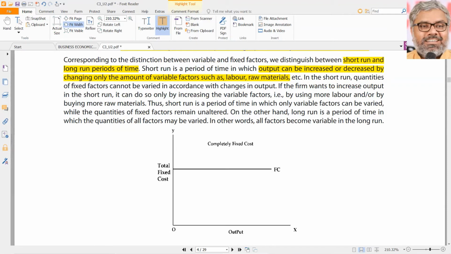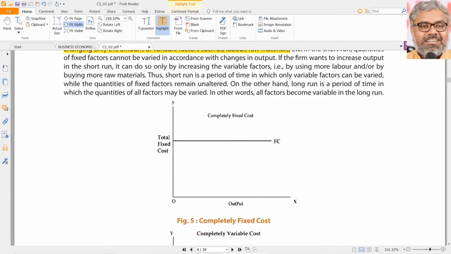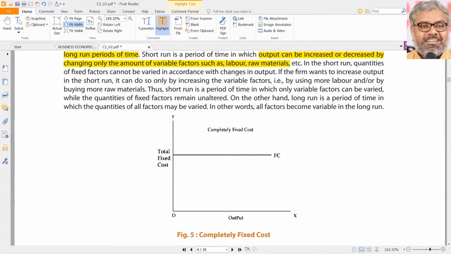So what can be changed in the short run? Only the variable factors can be changed but not fixed factors. If the firm wants to increase the output in the short run, it can only do so by increasing variable factors. That is the only option. It cannot change fixed factors. The fixed factors remain unaltered. That's what is short run.